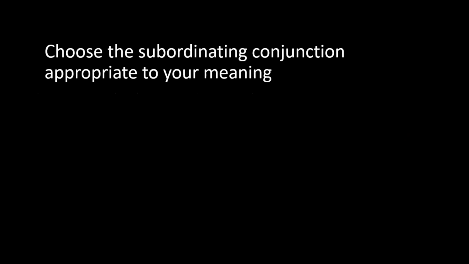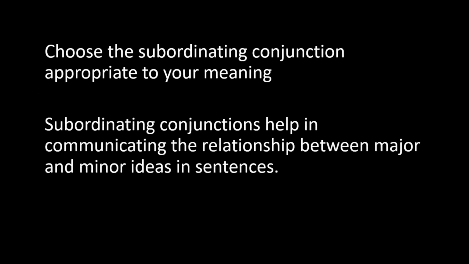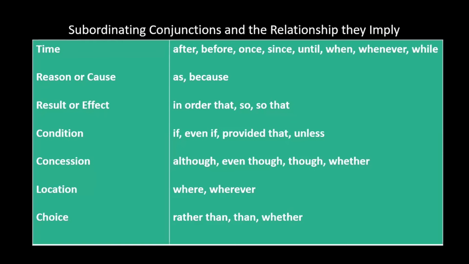Choose the subordinating conjunction appropriate to your meaning. Subordinating conjunctions help in communicating the relationship between major and minor ideas in sentences. Now I have prepared here a list of subordinating conjunctions and the relationships they imply. So for example, if we mean time, we can use after, before, once, since, until, when, whenever, while.